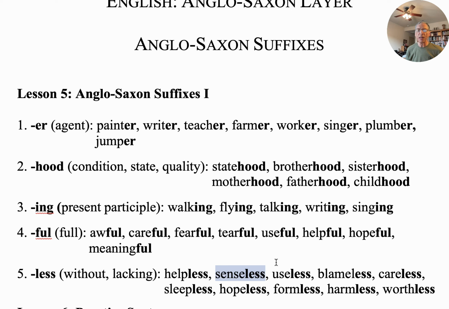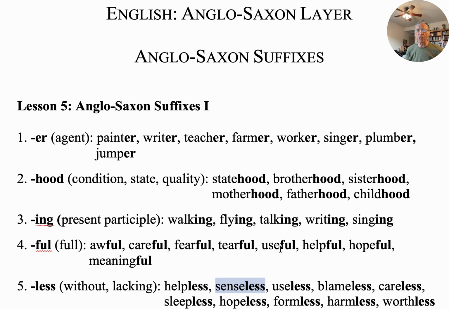Senseless. Maybe somebody's running and falls down and knocks himself senseless for a little bit. Then we have useless. And again, notice, before we had useful up here, we just simply changed the suffix, and all of a sudden, instead of useful, we have useless. Next is blameless. He didn't do it.